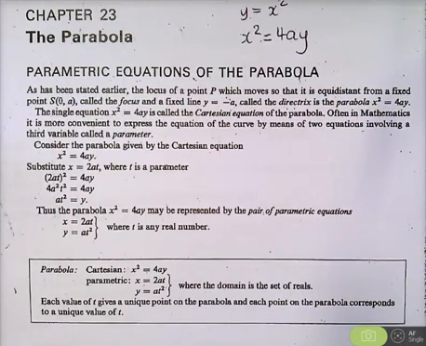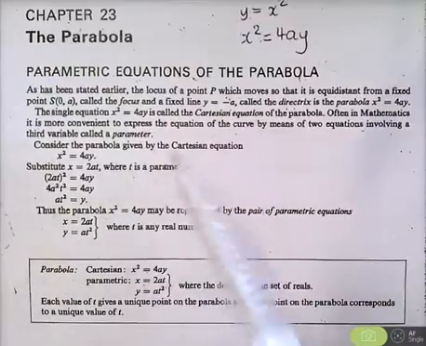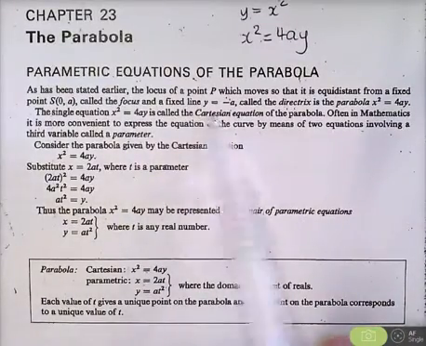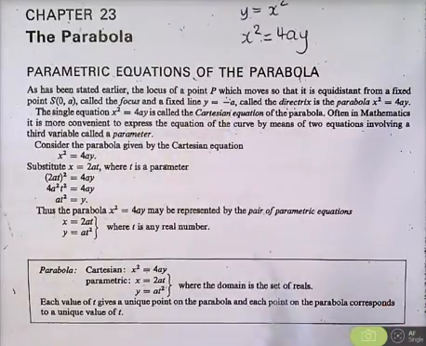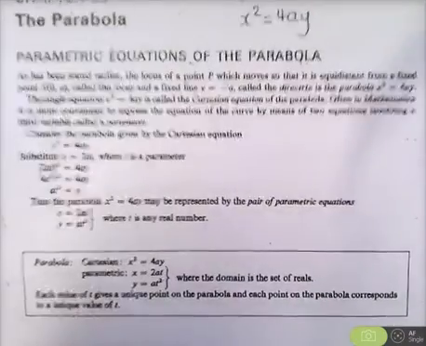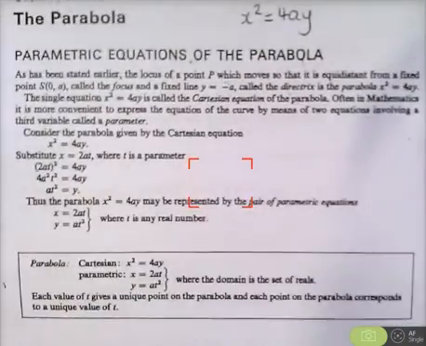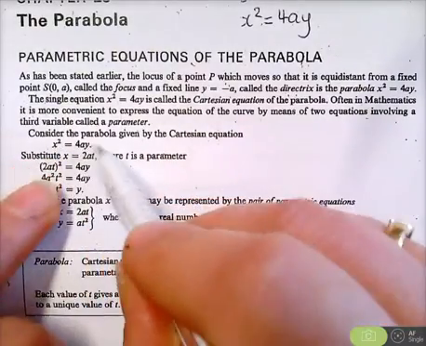As stated earlier, the locus of a point P which moves so that it's equidistant from a fixed point, which is the focus, remember that? And the fixed line, the directrix, is the parabola x squared equals 4ay. When you've got equations with both x's and y's in them, like x squared is 4ay, it's called a Cartesian equation, the Cartesian equation of the parabola. But we're going to learn how to write the parametric equation of the parabola.